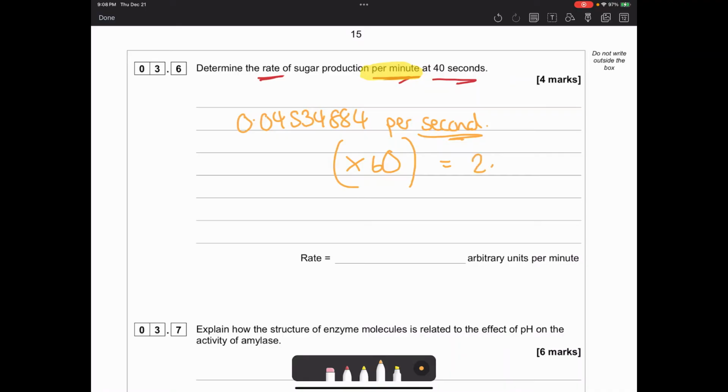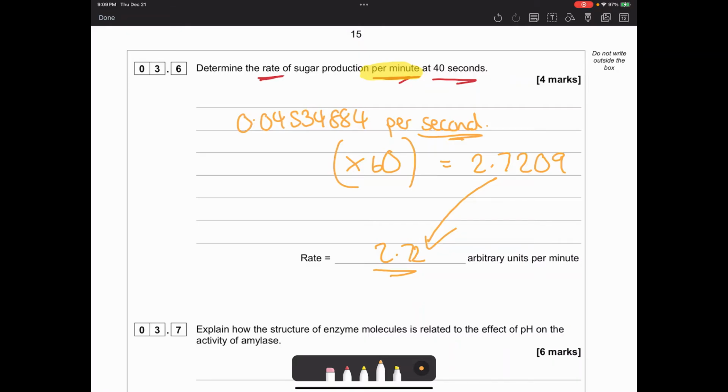So times it by 60 gives you 2.7209 grams per arbitrary units per minute. Now it hasn't said anything about decimal places, so I might just leave it as 2.72. Okay, and that would be my final answer. Now odds are when you do this yourself and try this question, you might get totally different random answers that are slightly different from 2.72.